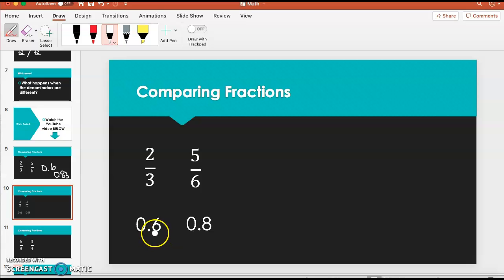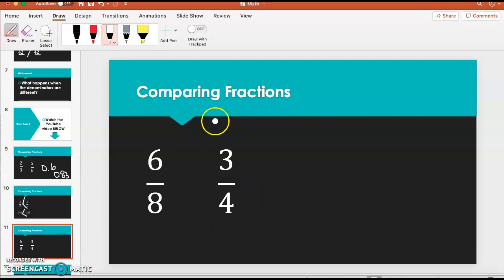So is 6 bigger than 8? No. 8 is bigger than 6. So the alligator's mouth is going to be eating the 0.8, right? Well, same for your fraction. Okay? So all you're doing is finding the fraction in decimal form, okay? And then you just add in your greater than, less than, or equal to sign. All right? Let's do another one.